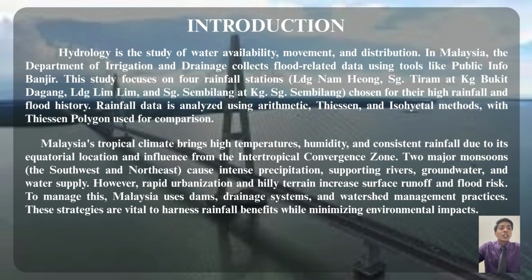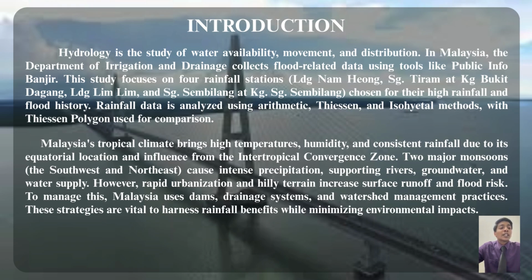For introduction, hydrology is the study of water availability, movement and distribution. In Malaysia, the Department of Irrigation and Drainage collects flood-related data using tools like Public Info Banjir. This study focuses on four main rainfall stations: Ladang Lam Heng, Sungai Tiram at Bukit Dagang, Ladang Lim Lim, and Sungai Sembilang at Kampung Sungai Sembilang, chosen for their high rainfall and its rate. Rainfall data is analyzed using the arithmetic mean method with the Thiessen polygon used for comparison.